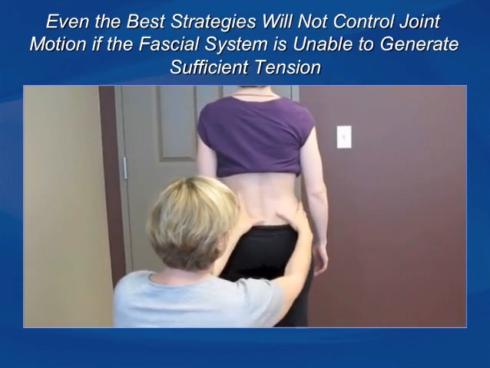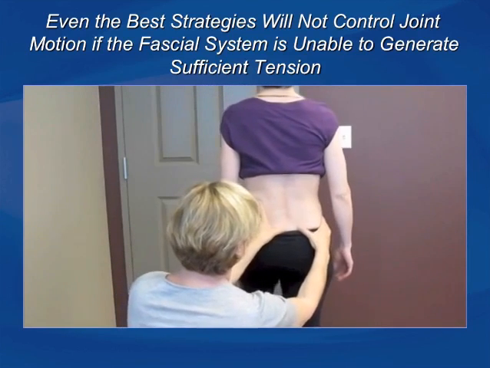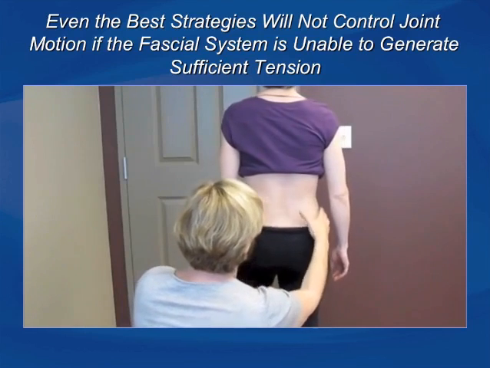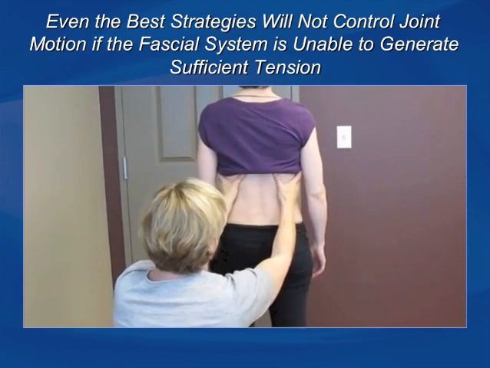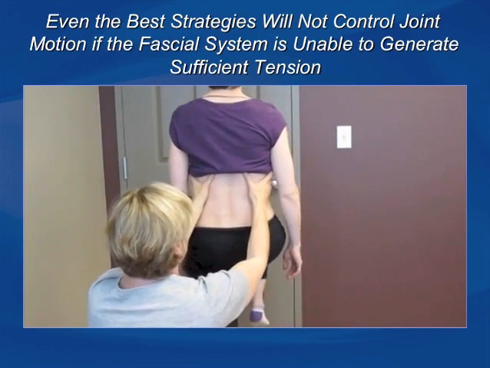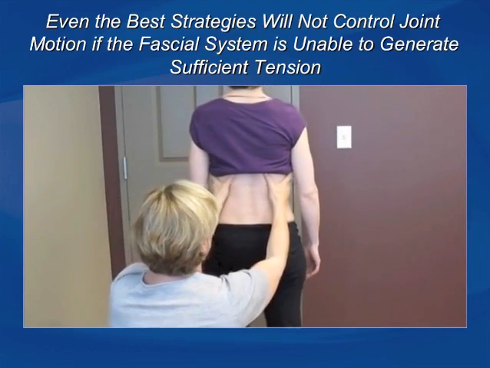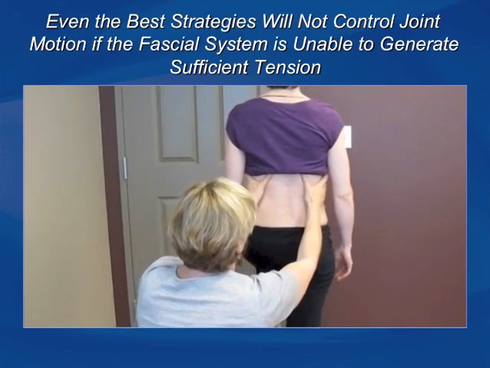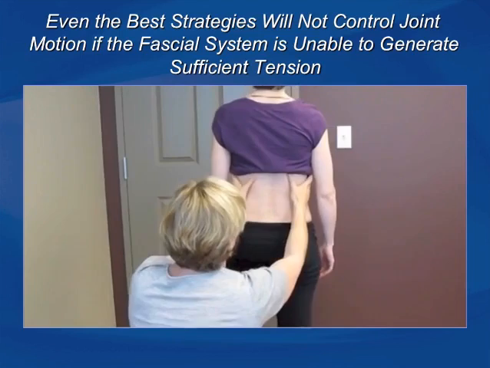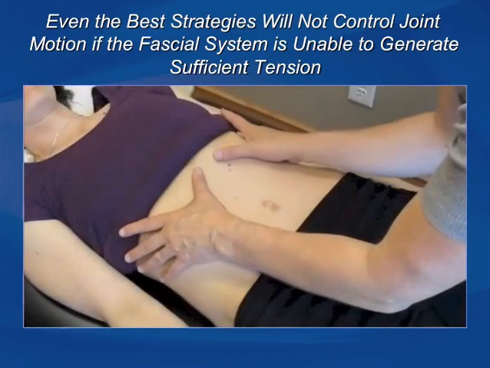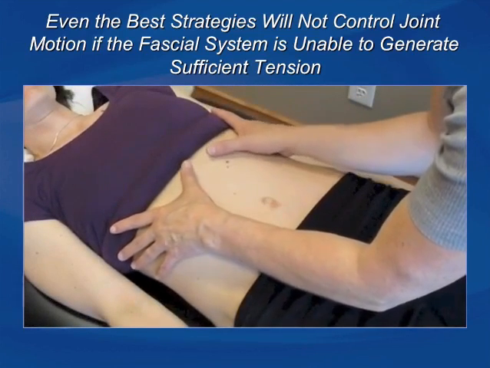Her SI joints were fine before surgery. They're fine again after. But what she still can't control is the lower rings of her thorax. It's better, but surgery doesn't restore strategy. You still need to retrain the recruitment strategies once the surgery has fixed the anatomy.